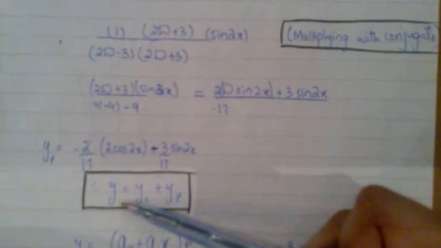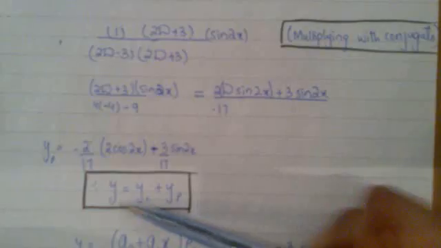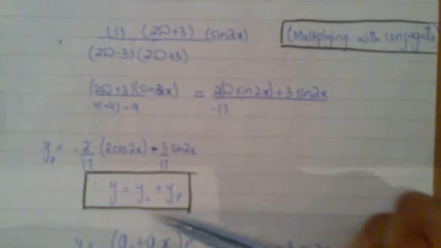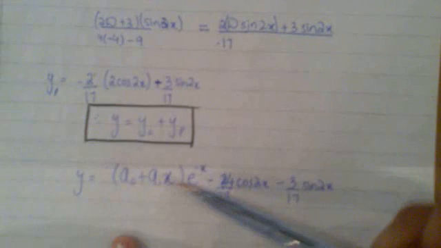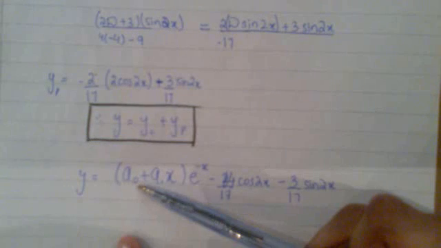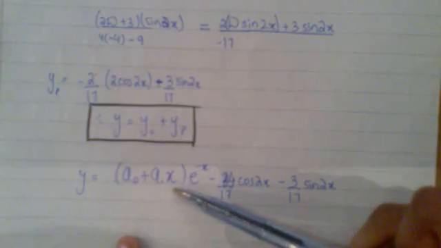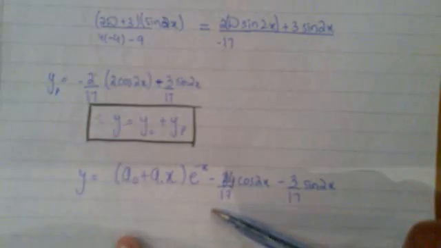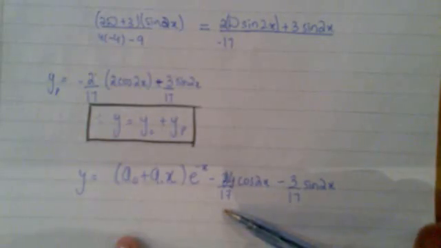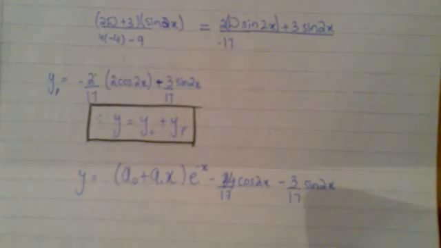As we said before, our general solution for this differential equation will be yc plus yp. So our yc was some constant plus some coefficient times x, multiplied by e to the minus x. Then we added the yp term, and this is what we are getting. Thank you.